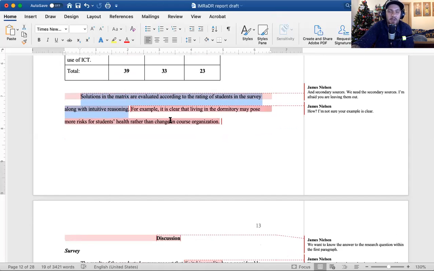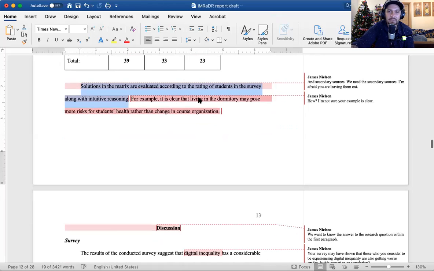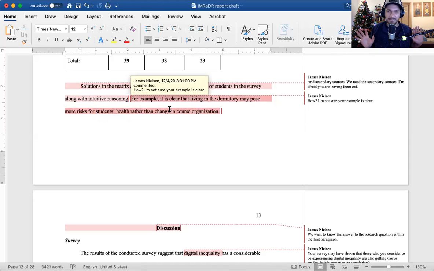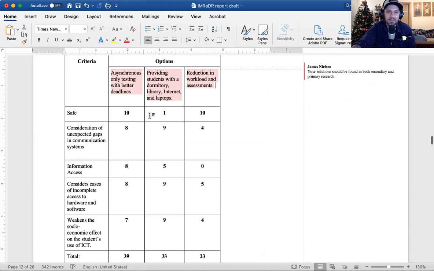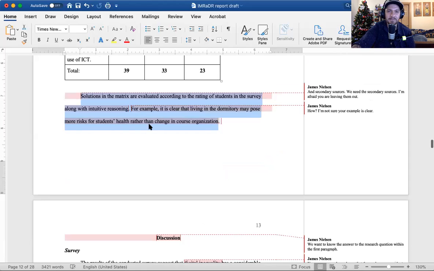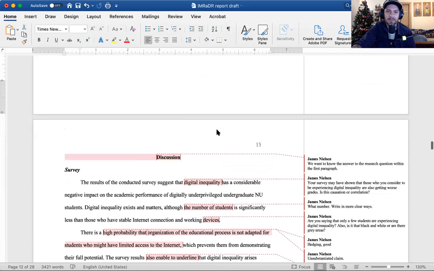For example, it is clear that living in a dormitory may pose more risks for student health rather than a change in course organization. I would say no, it's not clear, okay? I don't know what you mean. In what way is it dangerous? Are we talking about COVID-19? Is that what you're referring to? Because again, you didn't say anything about COVID-19 yet. At least in this part, I don't mean in general, just in this section, or in the decision matrix or anything. And so be specific, be clear, all right?